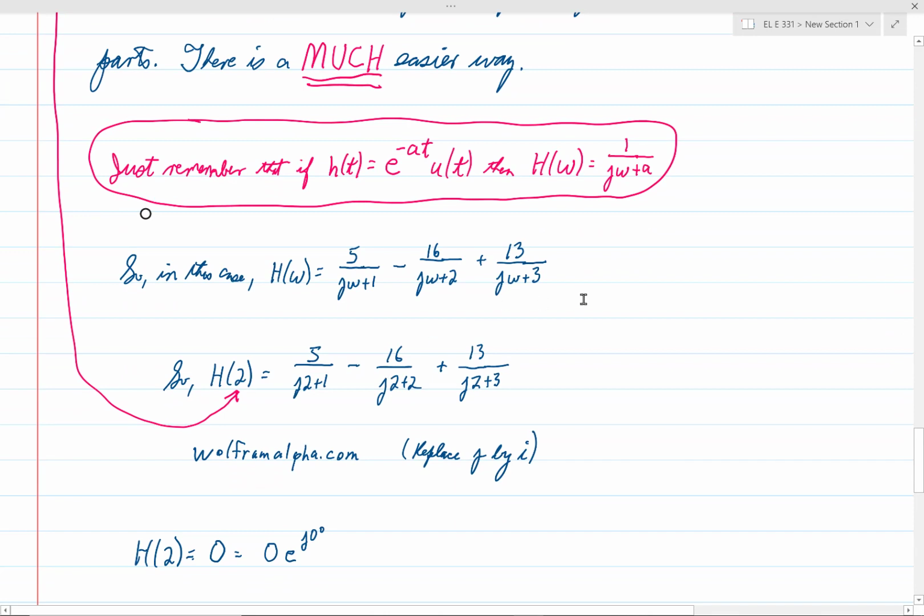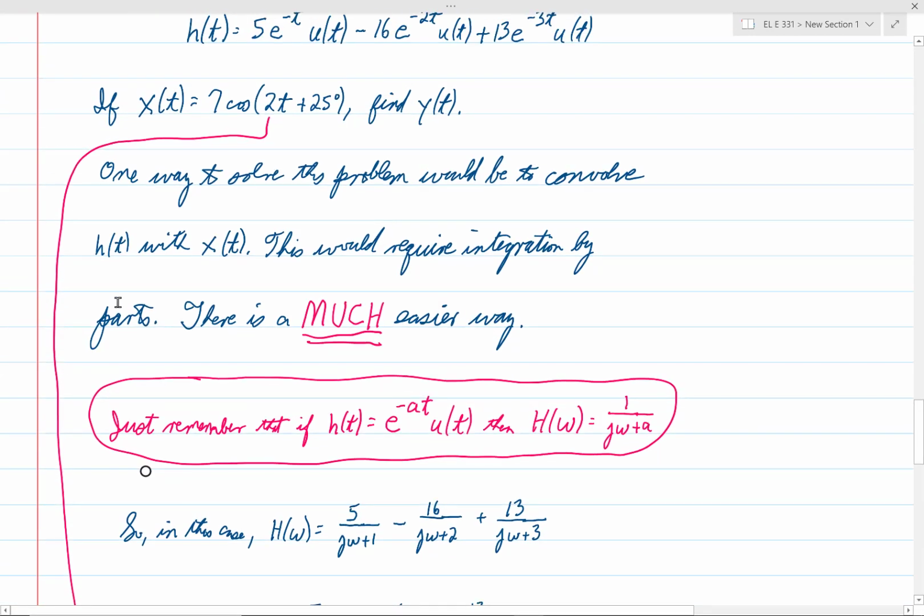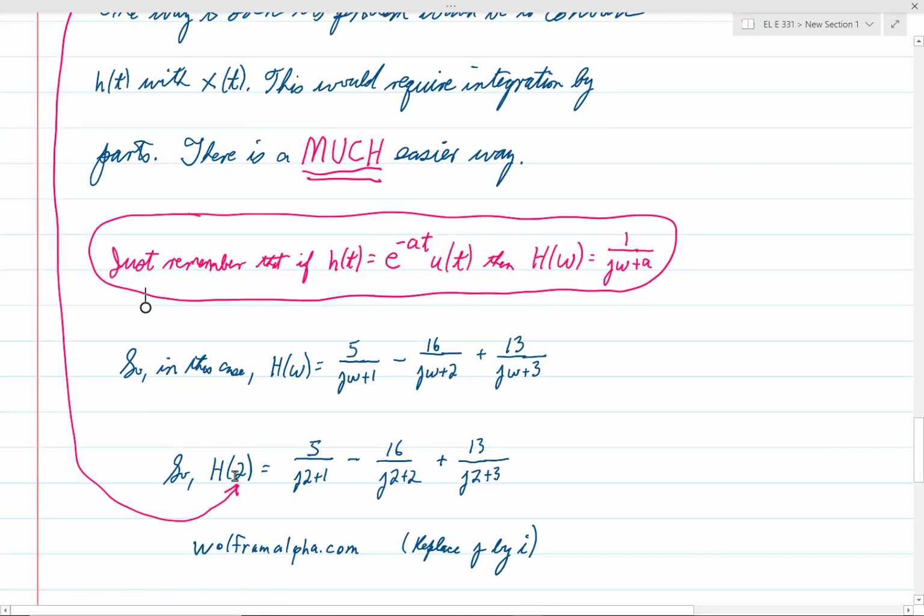Now, we want the frequency response at what frequency? Well, let's remind ourselves. It said x of t is equal to 7 cosine of 2t plus 25 degrees. So we want omega equals 2. And that's why I've drawn this line from there down to here. So we want h of 2.